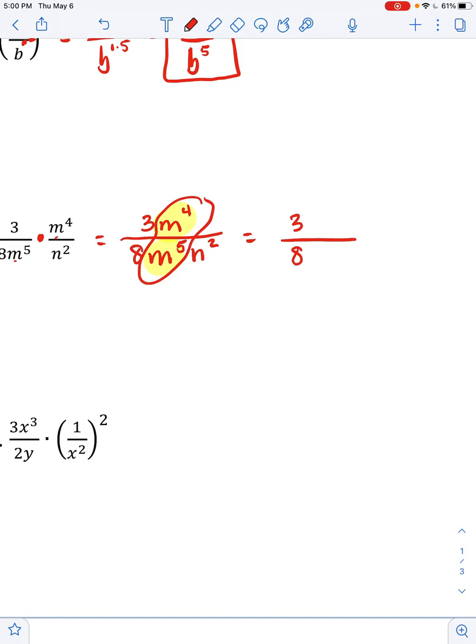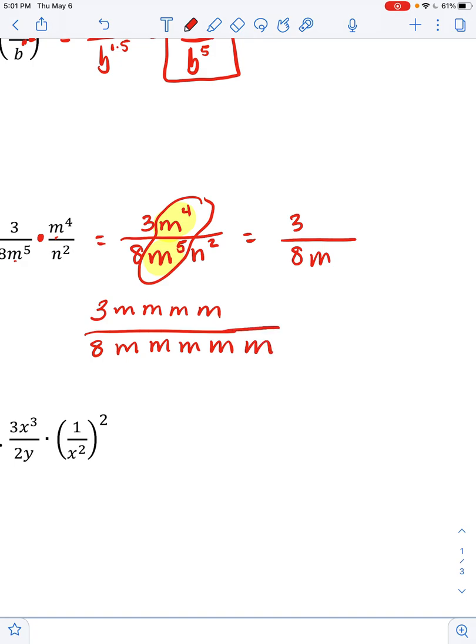But the 1 would actually be left on the bottom, not the top. Here's why. If I wrote this out, m to the 4 means m times m times m times m, 4 times. And then on the bottom, I have 8 and then m to the 5th, so m 5 times, and then my n to the second.